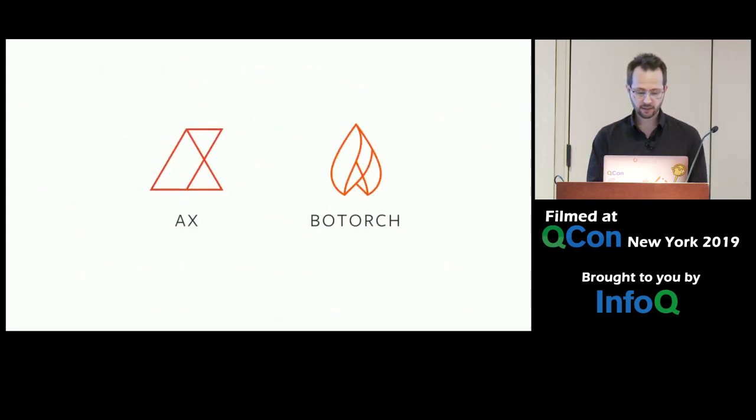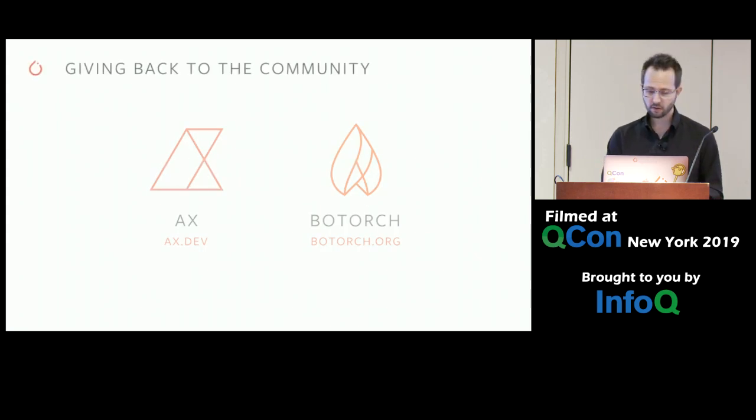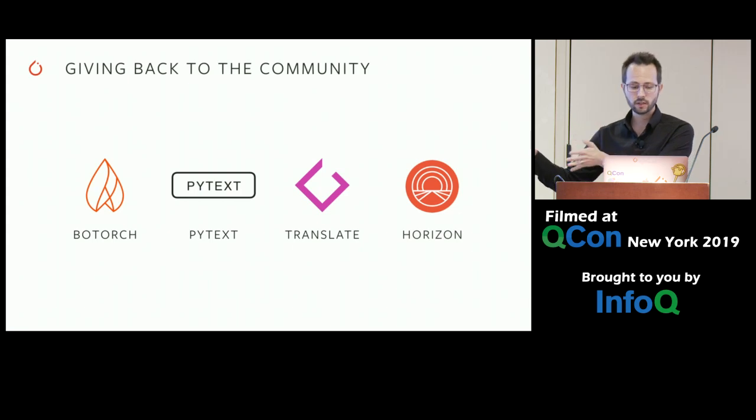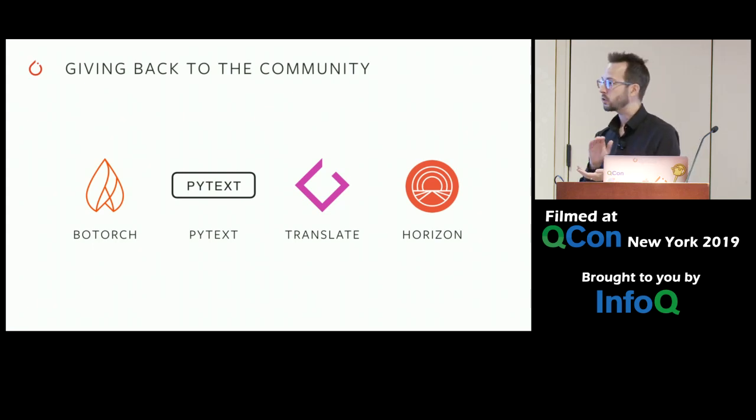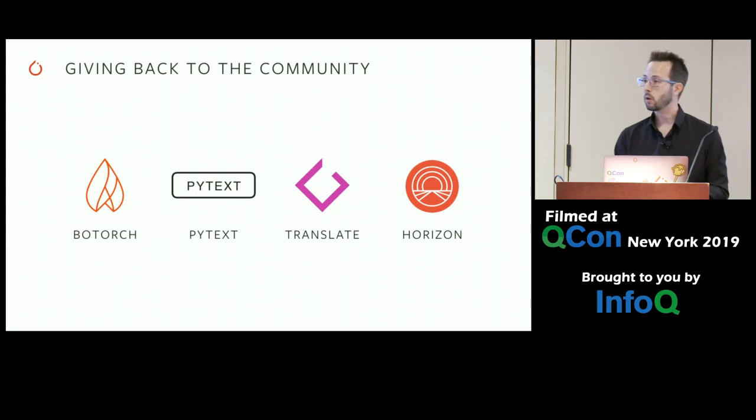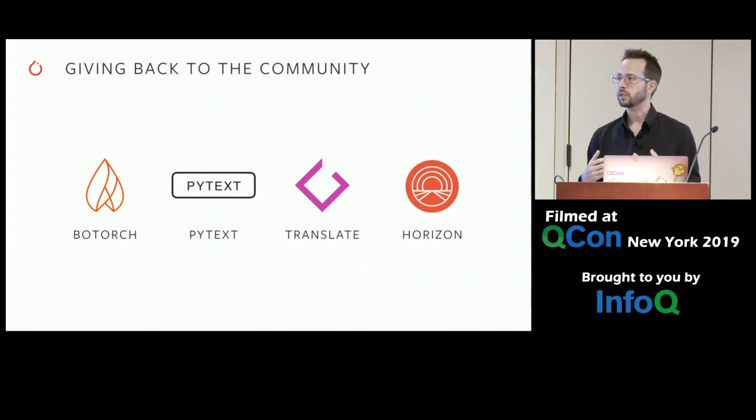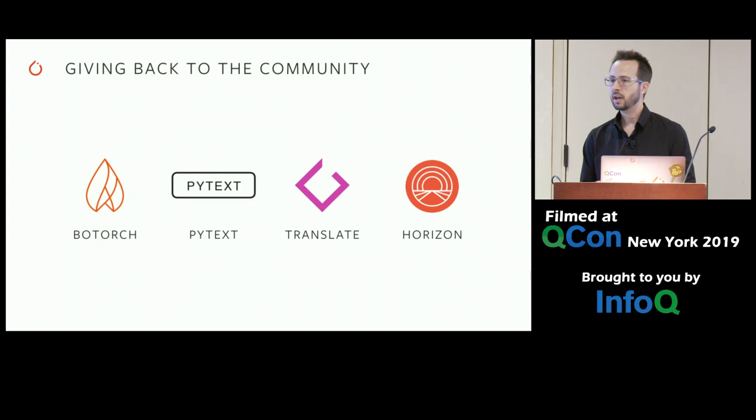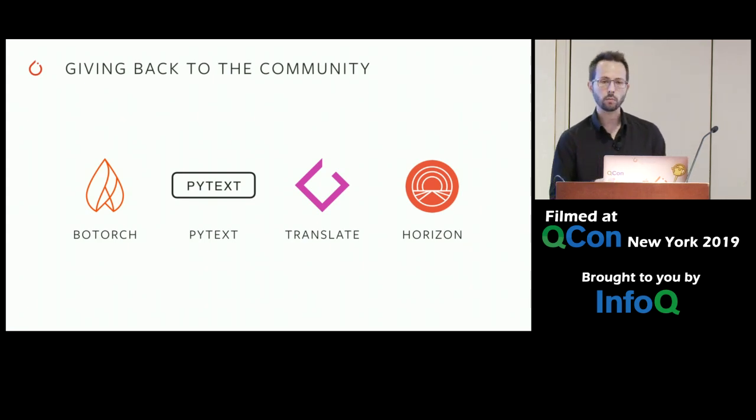Both of these libraries, AX and BoTorch, are open source. We just released them about a month ago at F8. And I like to say that they're part of a larger ecosystem, which I'm going to show you a few more examples of. This part of the ecosystem, BoTorch, PyText, our Translate platform built on FairSeq, our Horizon reinforcement learning platform, these are all things that we built to solve our own problems at Facebook. And we really want to make sure to give it back to the wider community of developers to allow you to work with these things, to use them to solve your own problems.